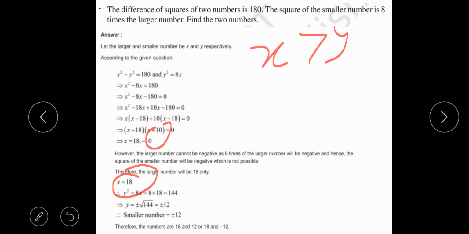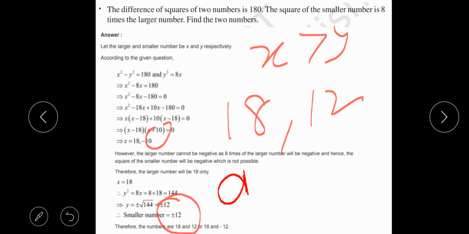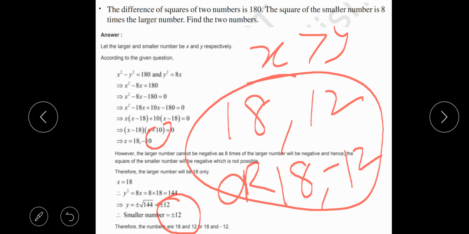Similarly, we have to put the value of x in y square equal to 8x, and we will get the value of y. You will get the value of y as plus minus 12, because both are smaller than 18. So the two numbers are 18 comma 12, or 18 comma minus 12. This is your required solution.